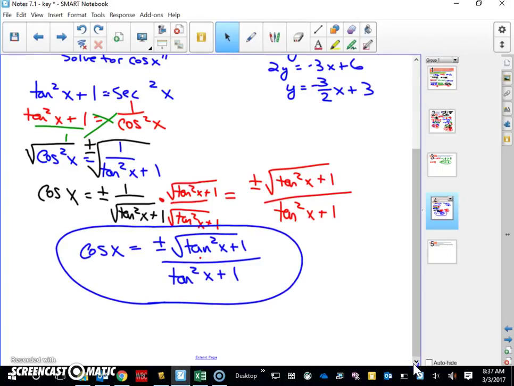So again, think about what they asked me to do. They wanted me to write cosine in terms of tangent. That's what I did. I basically solved for cosine and rationalized it.